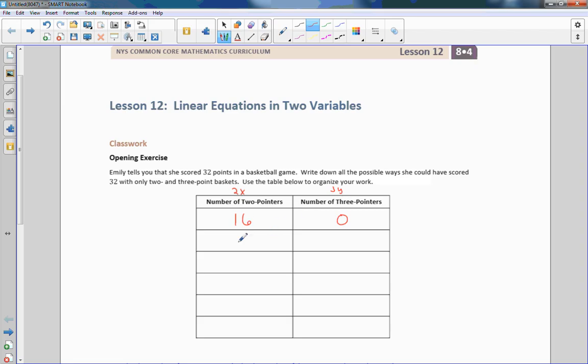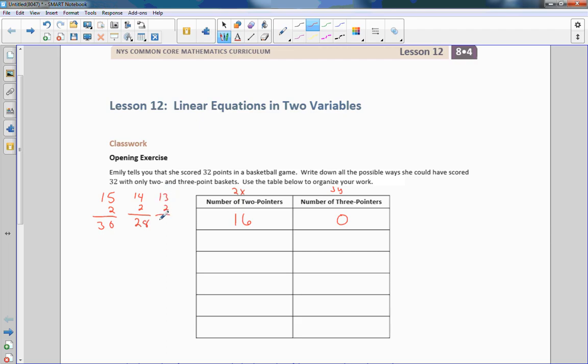So then if I can't go any higher than 16 2-pointers, now I'm decreasing. If I get 15 2-pointers, 15 times 2 is 30. But I can't get any 3-pointers to add up to 32, so 15 won't work. So then 14 times 2, I get 28. And 28 plus 4 is 32. So that would be 1 3-pointer and then a 1-pointer, so that's not going to work.